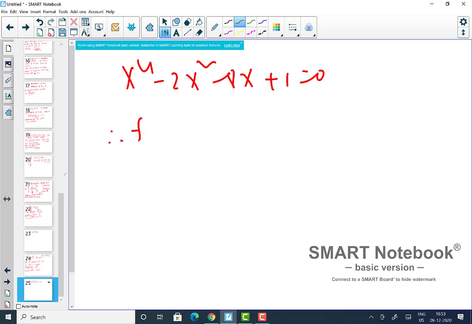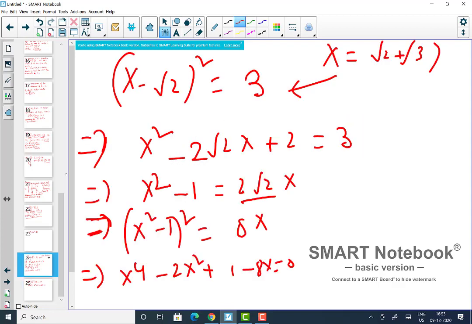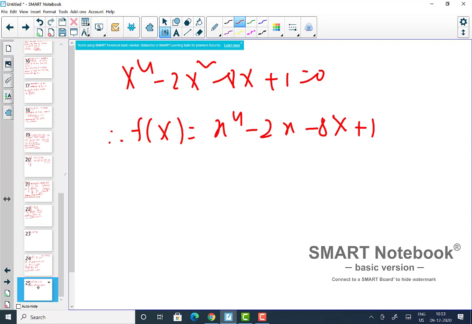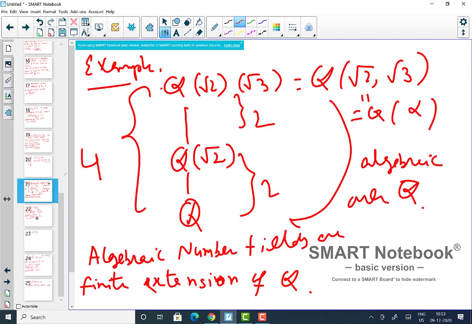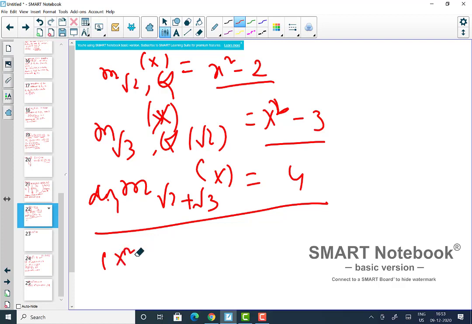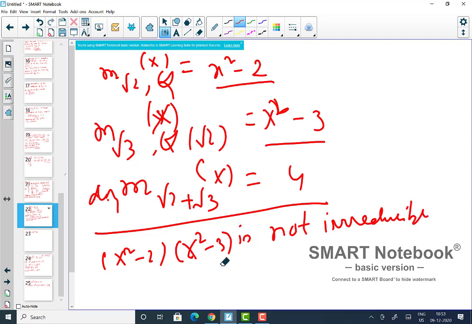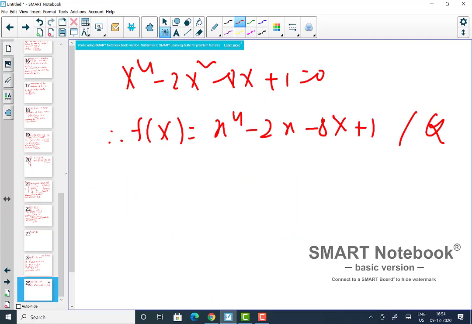So what does that mean? That means if you choose f(x) equal to the polynomial x to the power 4 minus 10x square plus 1, this is a polynomial over Q which is irreducible of degree 4. Now you see that if you take the product of these two polynomials, x square minus 2 into x square minus 3, this is no longer irreducible over Q, right? And hence you cannot directly say that, but here you can say that.